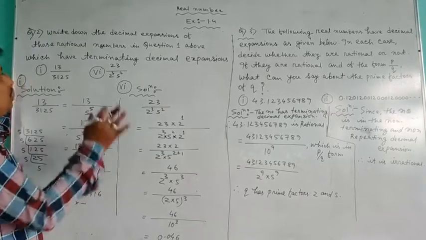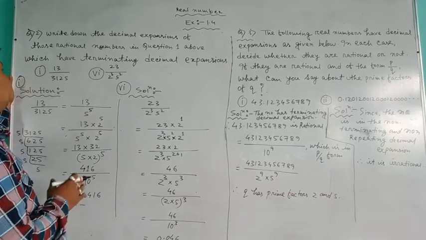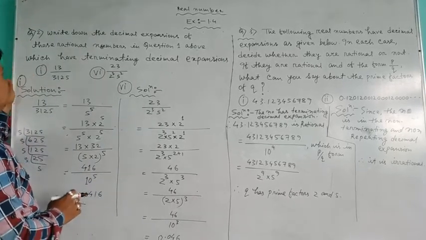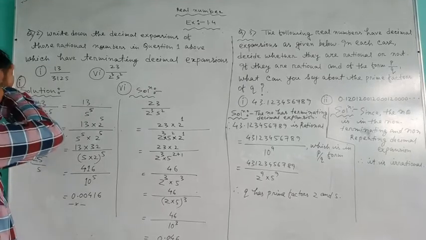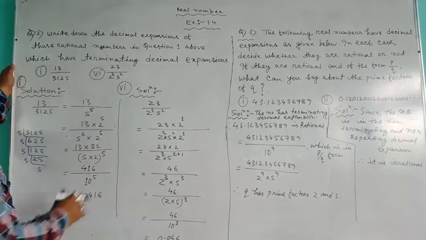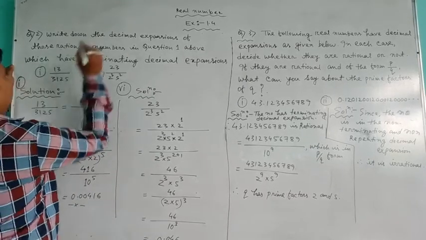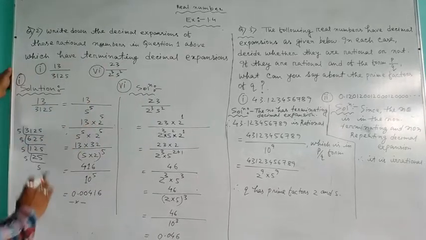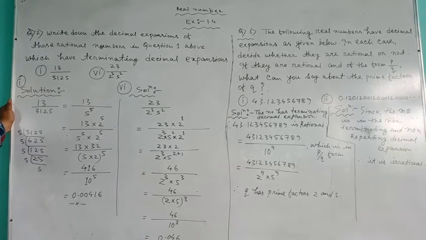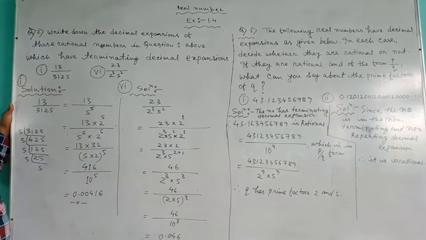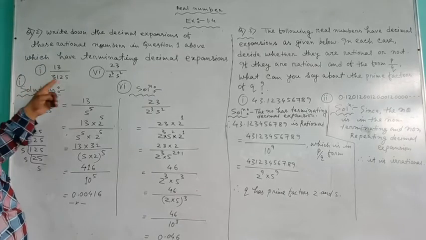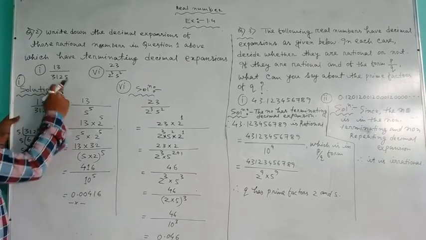There are so many numbers like this: 1, 2, 3, 4, and many more. But out of them, just select those numbers which have only a terminating decimal expansion. Only those numbers you select, and from the terminating decimal expansion, you write down the decimal expansion of that particular number.